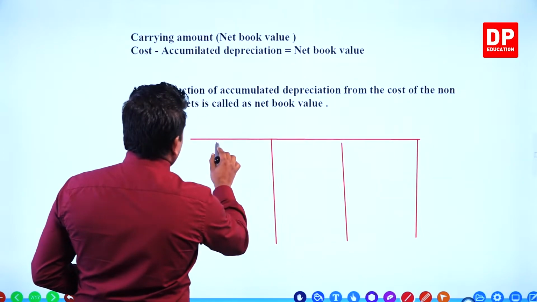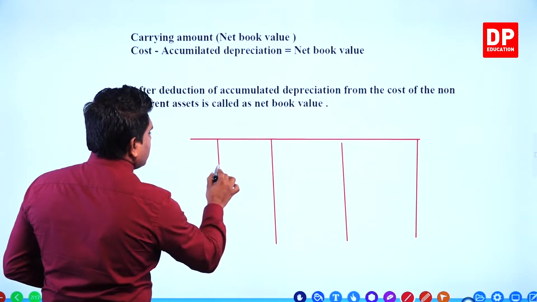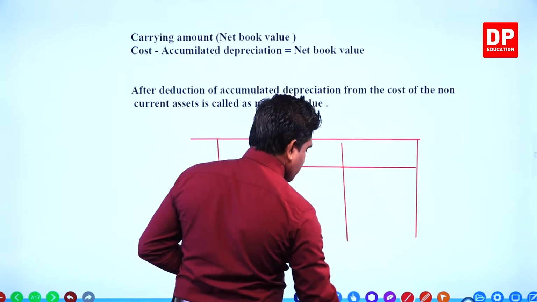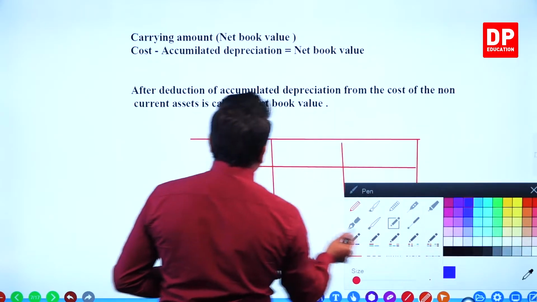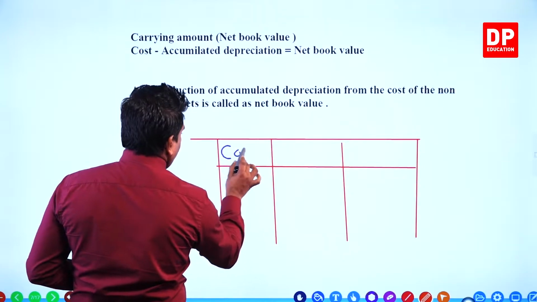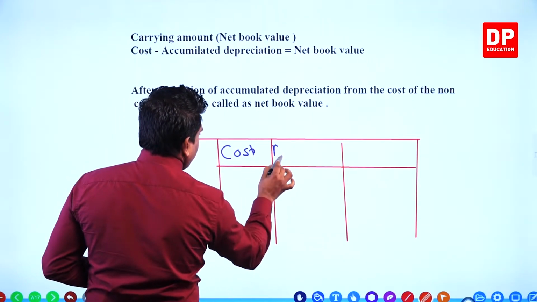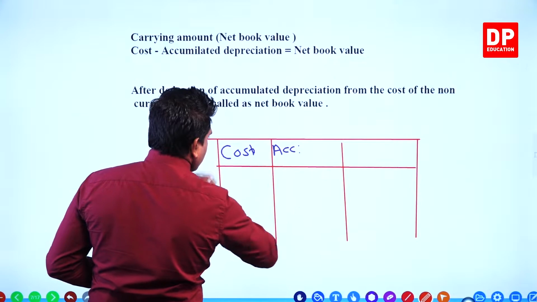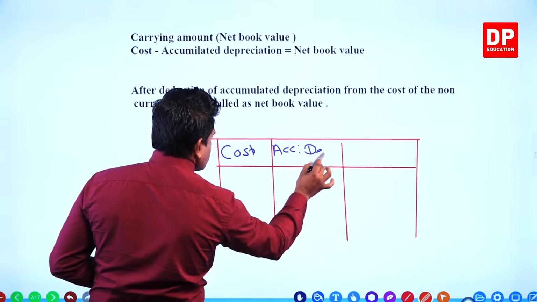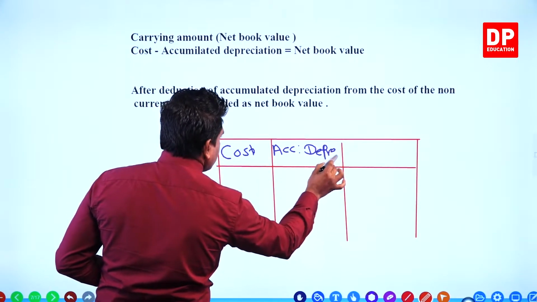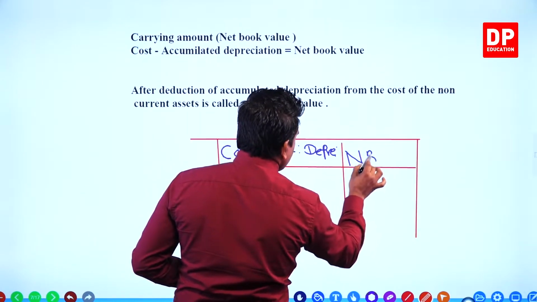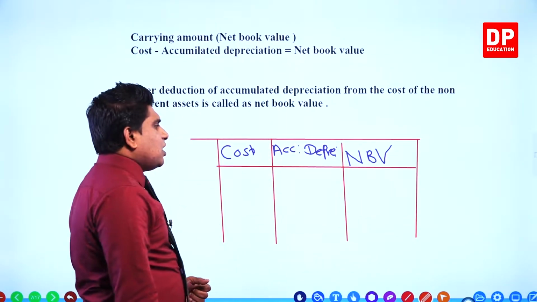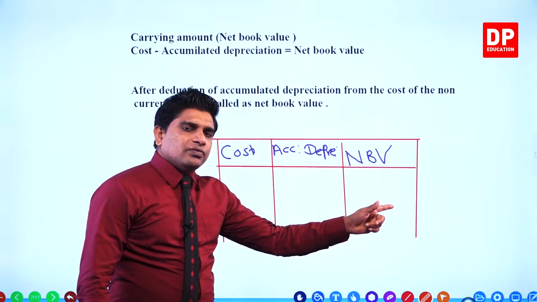Yeah, we draw 3 columns, right? This column we give a name as what? We give the first column the cost column, right? Cost. After that, accumulated depreciation, ACC. Then the carrying value, net book value. How do we find this value?